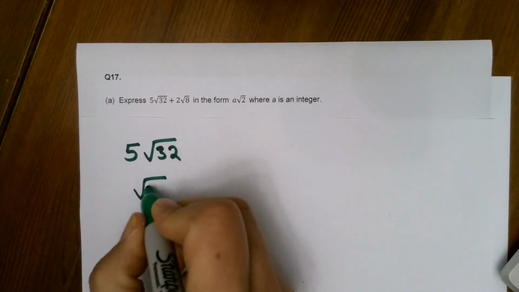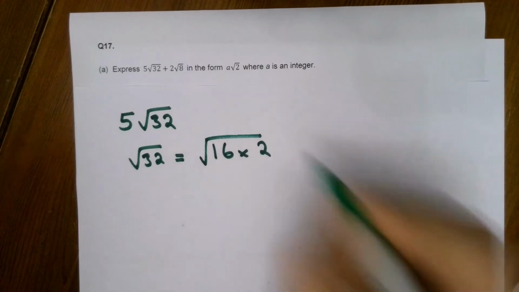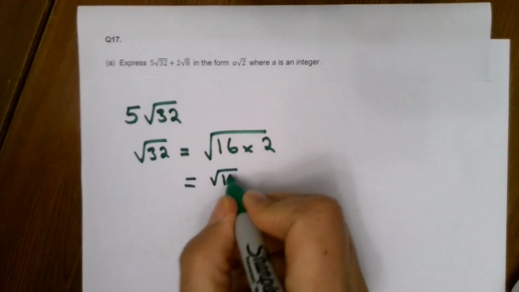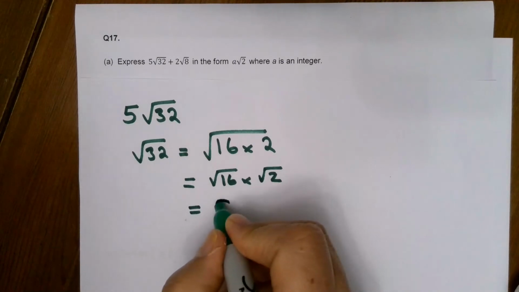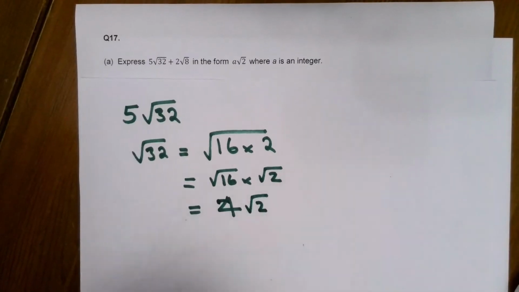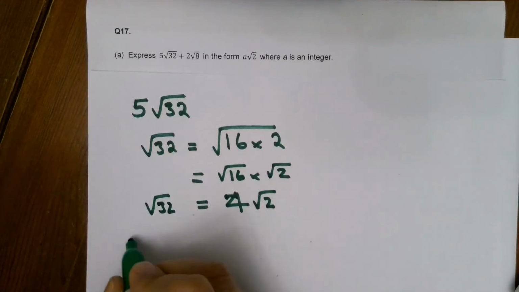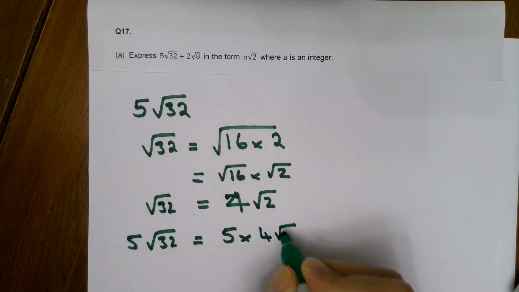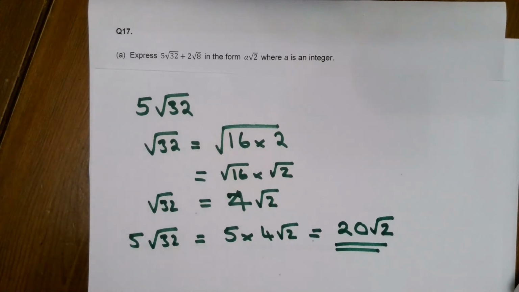If I just look at square root of 32 first of all, a square number that goes into 32 is 16. So I can change the square root of 32 into a square root of 16 times 2. I can then separate out the square roots, and the square root of 16 is 4. So the square root of 32 is 4 root 2. So 5 lots of the square root of 32 is 5 lots of 4 root 2. 5 times 4 is 20, so 20 root 2.